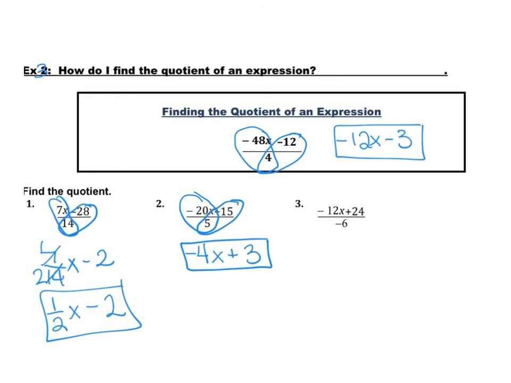And our last one, I'm going to take this right here and this right here. All right, so -12x divided by -6 is going to give me a 2x. And I have 24 divided by -6, and that's going to give me then a -4.